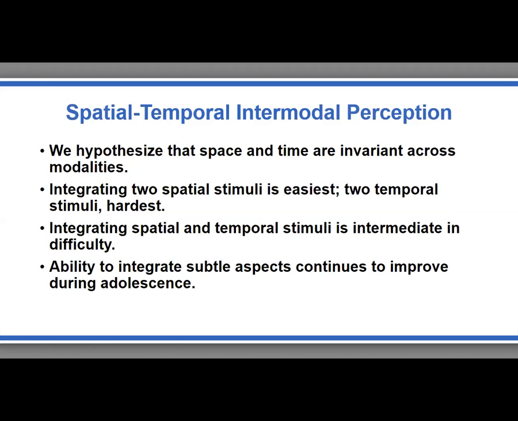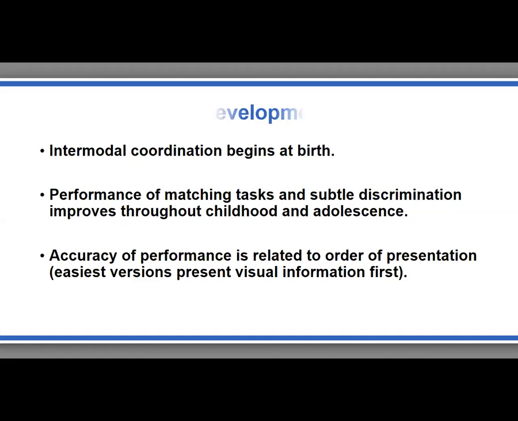Spatial temporal intermodal perception. We hypothesize that space and time are invariant across modalities. Integrating two spatial stimuli is easiest, so two temporal stimuli is going to be harder. Integrating spatial and temporal stimuli is intermediate in difficulty, and the ability to integrate subtle aspects continues to improve during adolescence, right?